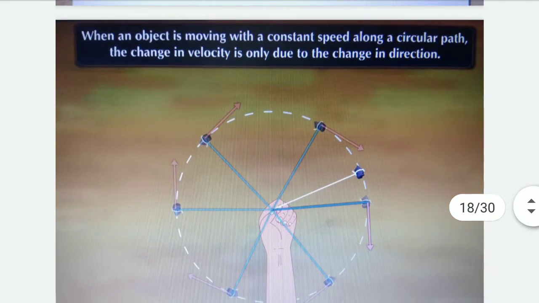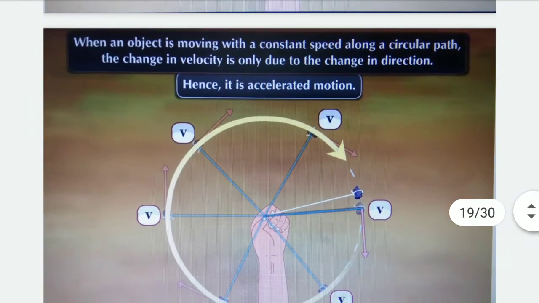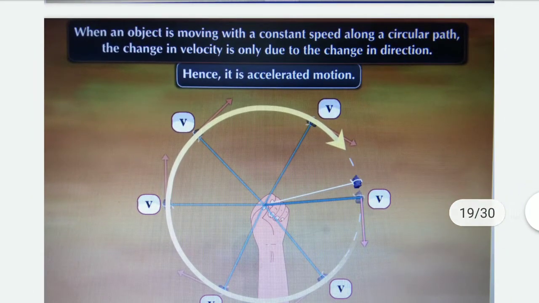When an object is moving with a constant speed along a circular path, the change in velocity is only due to the change in direction. Hence, it is an accelerated motion.